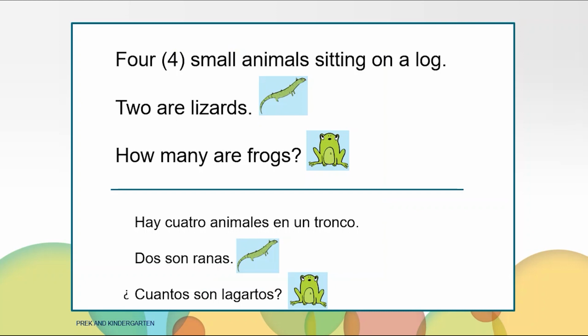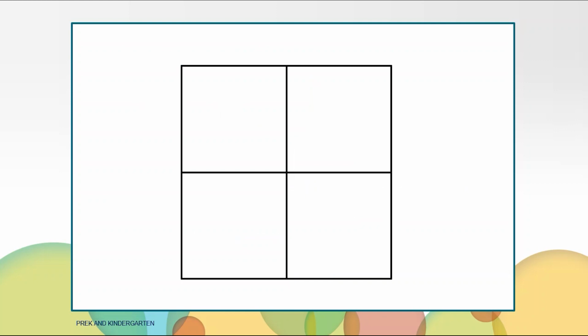4 small animals sitting on a log. 2 are lizards. How many are frogs? If we were to use a number mat to find the answer to the problem, we would start with the number mat 4 because we know the known total is 4. That means the total amount of animals is 4. Let's add the lizards since the story told us there are 2 lizards.